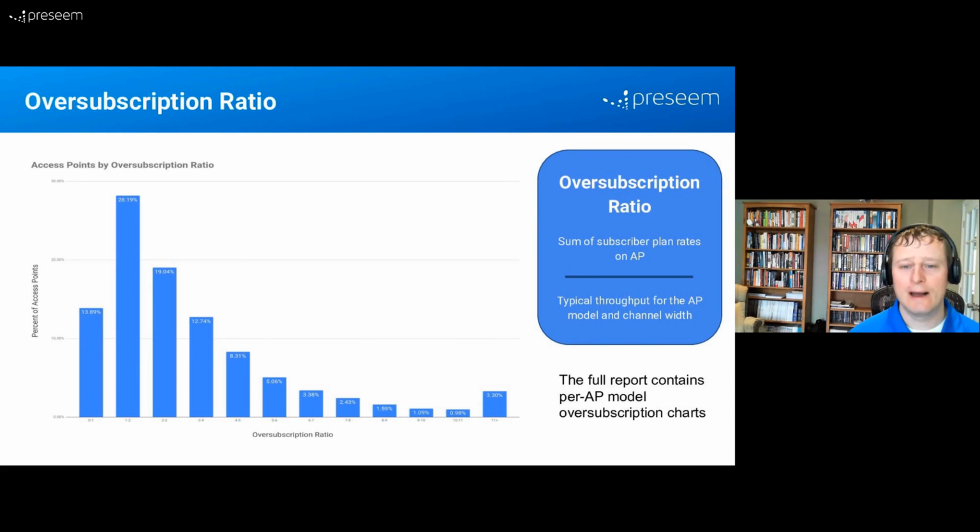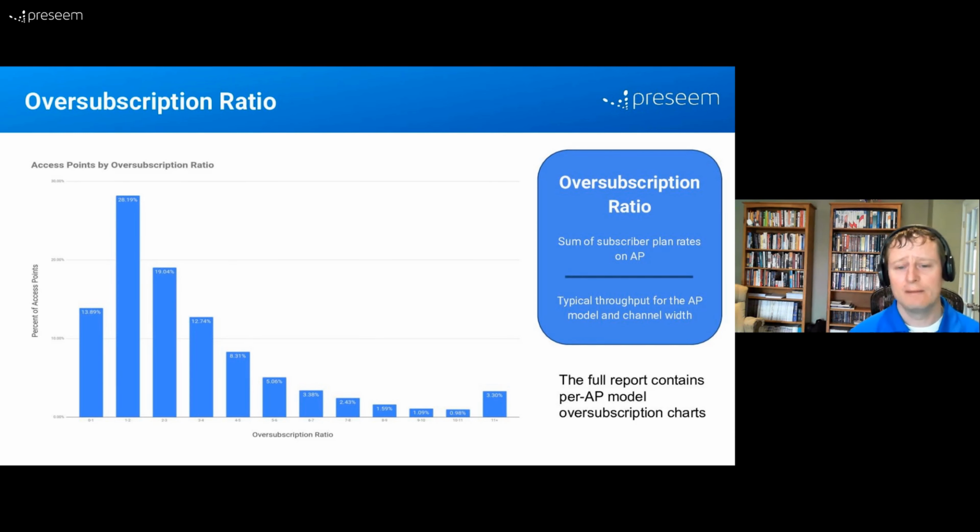Oversubscription ratio, I mentioned this. This was added to the last edition of the report, the one that we did for WISPAPalooza in the fall. We also show this in our product as well, and it's basically sum up all the subscriber plan rates on an individual access point, and then divide it by that real world model of what the access point is capable of. So again, not the marketing spec sheets, but what we see across tens of thousands of access points. Then we can just divide that out and get a ratio of how much bandwidth has been sold on the access point versus what it's capable of.